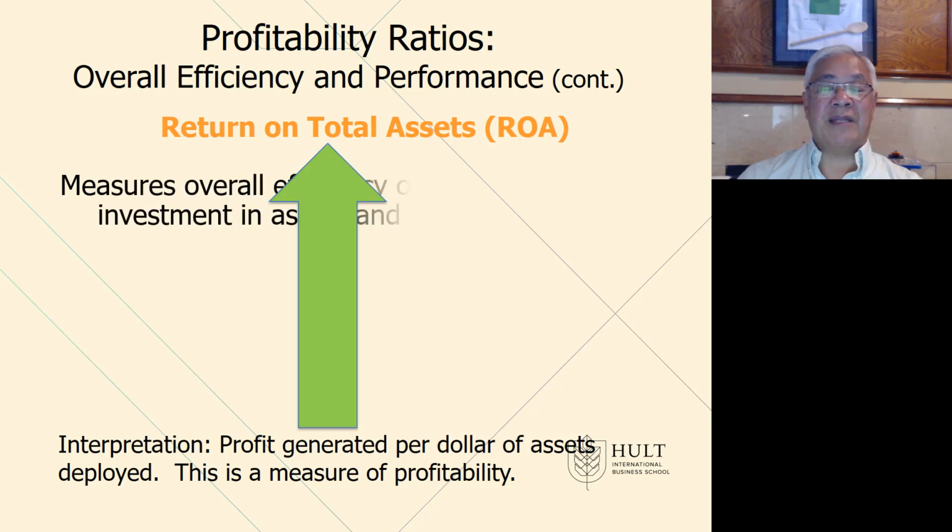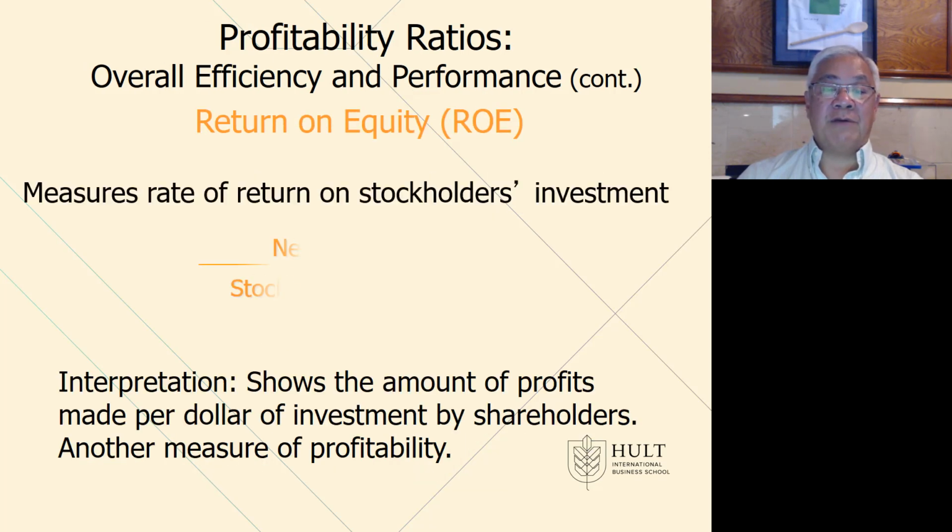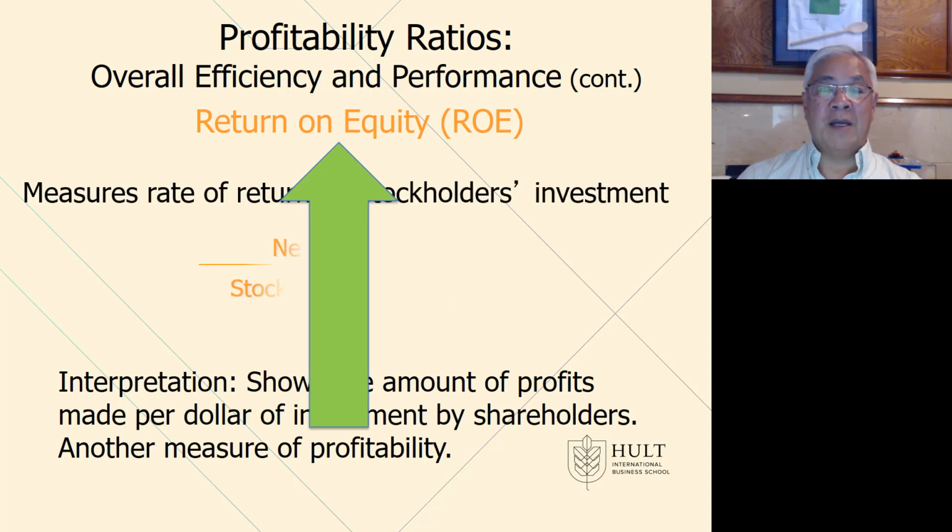Guess what? We want that one high. The more you can make for every dollar of assets, the better off you are. Return on equity: for every dollar of equity you have from shareholders, how much money do you make? Do you want to make more or less money for your shareholders? Answer, more. So the higher the return on equity, the better.